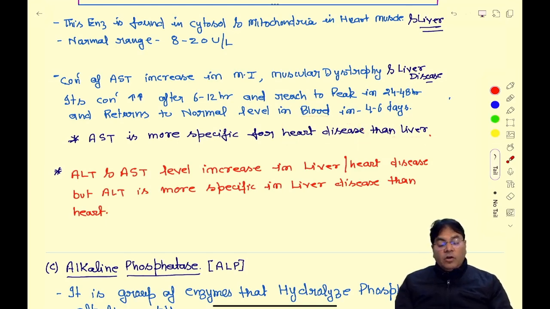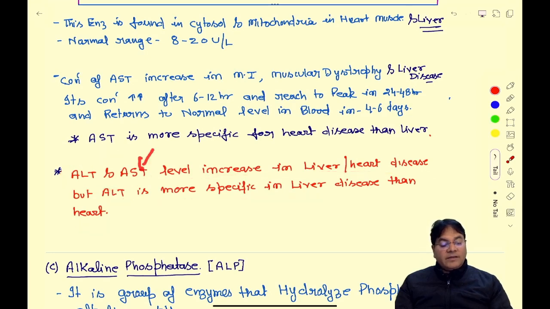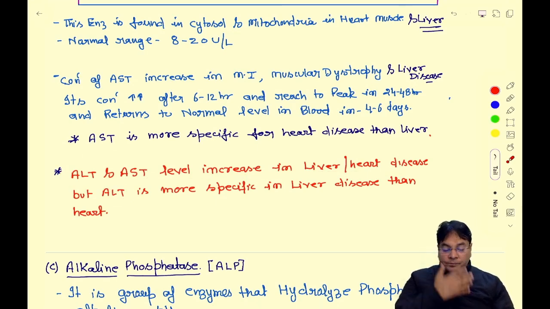Alright. So, if we talk of these first two enzymes, ALT and AST, which we have discussed just now, their levels increase in both heart and liver diseases. But ALT, the first one, is more specific for liver disease than heart, and the second one, AST, is more specific for cardiac disease than the first one.